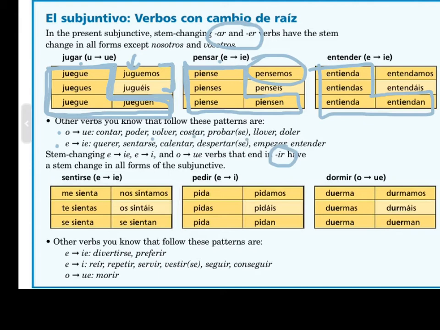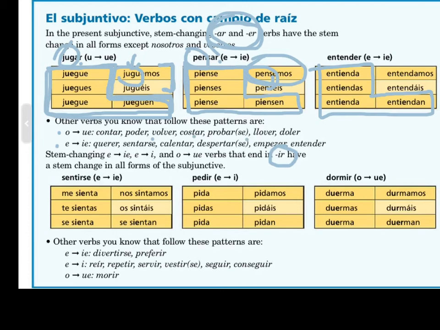Okay, so that's what happens with AR and ER verbs that are stem changers. The stem changes in all forms except for nosotros. And for the nosotros form, it's just like the original. J-U-G, J-U-G, P-E-N, P-E-N. Okay?